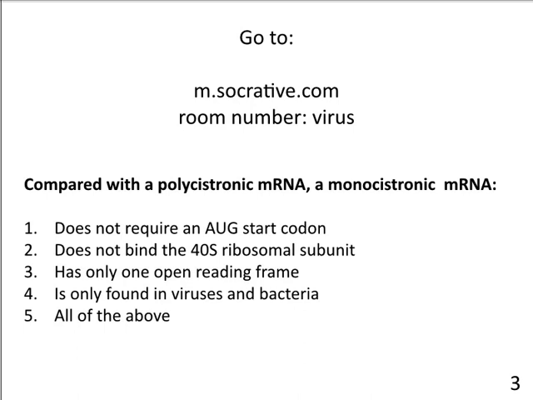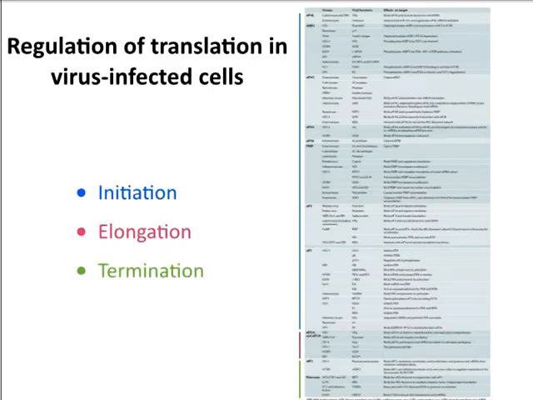Does not bind the 40S ribosomal subunit. That's not true. Has only one open reading frame. That's the answer. That's the definition of a monocistronic RNA. Is only found in viruses and bacteria is not correct. So as far as we know, the polycistronics of bacteria require an AUG. I haven't told you that, but that's one of the things that would make that incorrect.